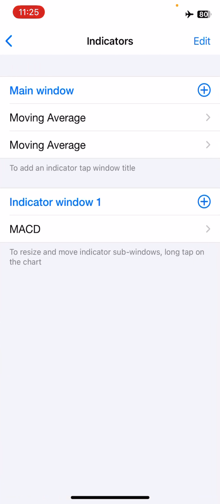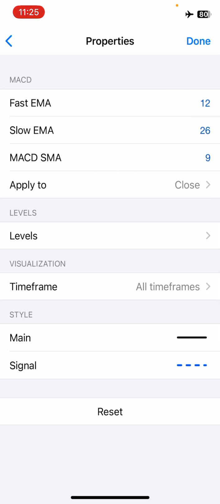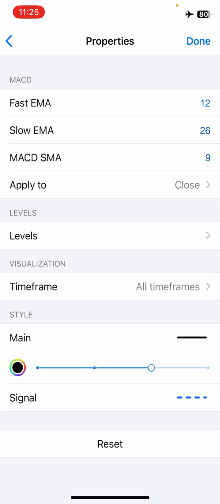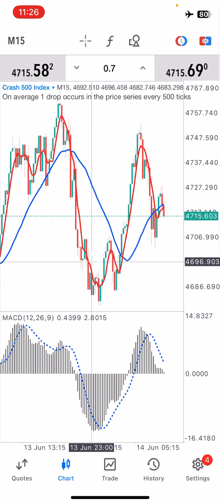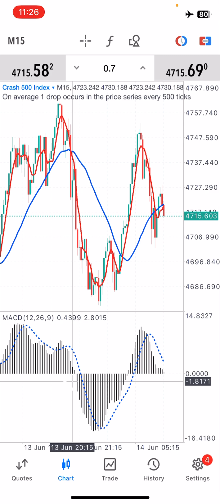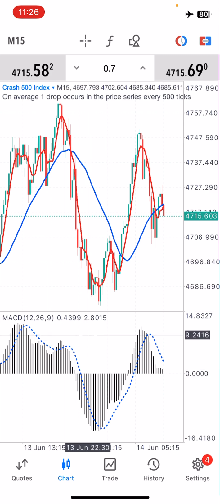Then down here we have a MACD that is going to help us with peak identification. Whenever we want to see a peak, we are going to be using our MACD. Our MACD has the following properties: a fast EMA of 12, a slow EMA of 26, a MACD SMA of 9, apply to close, all time frames, and black and blue as our styles. If you click done, you see that the MACD is down here, and that's all you need to actually get some really good trades with this strategy.